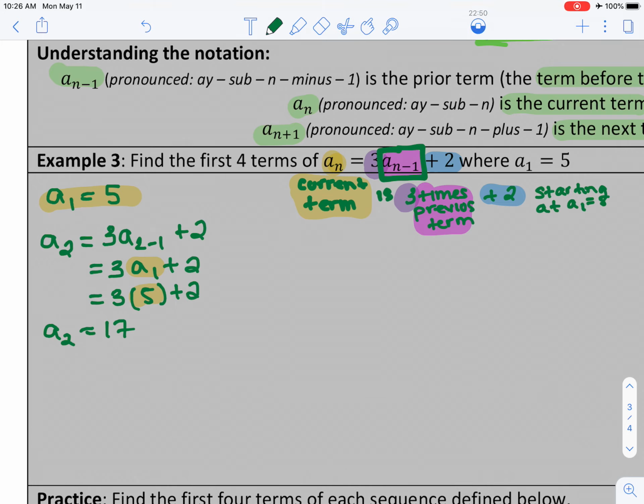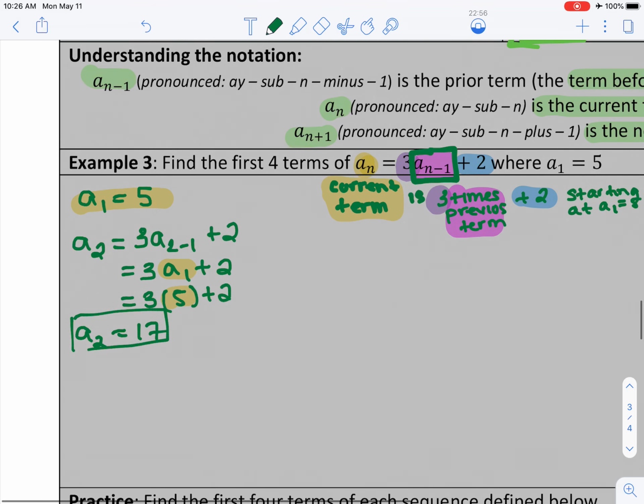To calculate our third term, so I'll go ahead and box that just so I can see it very clearly, as I'm going to need it here in a minute. To find our third term, we substitute 3 in for n, and that will give us 3 times a sub 3 minus 1 plus 2. Doing a little bit of simplification, we see that that's really just 3 times a sub 2 plus 2.